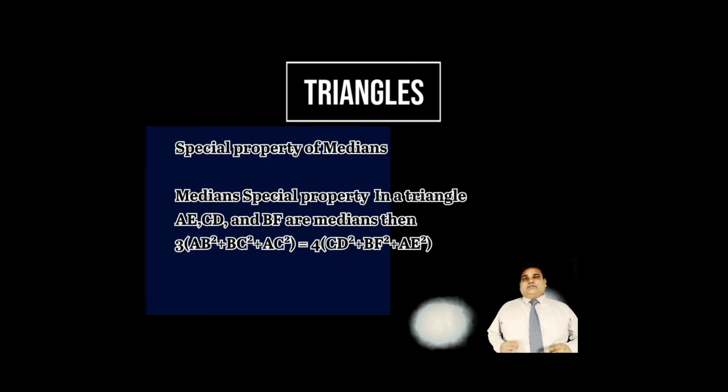Here you can see in the diagram, 3 times AB square plus BC square plus AC square will always equal 4 times CD square plus BF square plus AE square. So it is one interesting and unique property of a median.